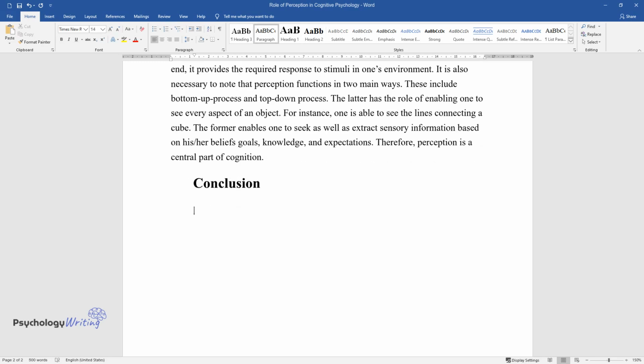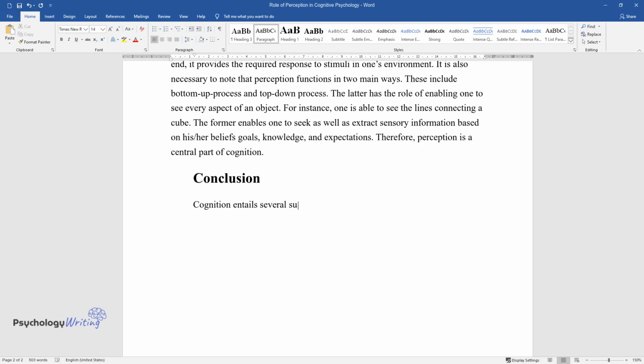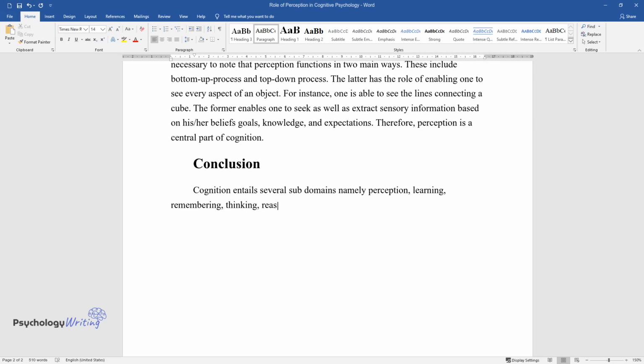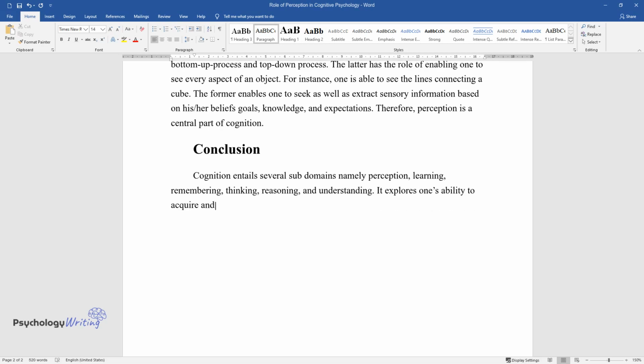Conclusion. Cognition entails several subdomains, namely perception, learning, remembering, thinking, reasoning, and understanding. It explores one's ability to acquire and apply information and knowledge.